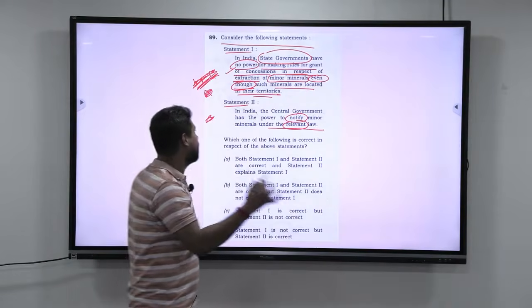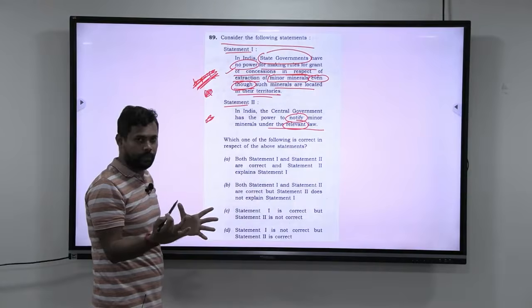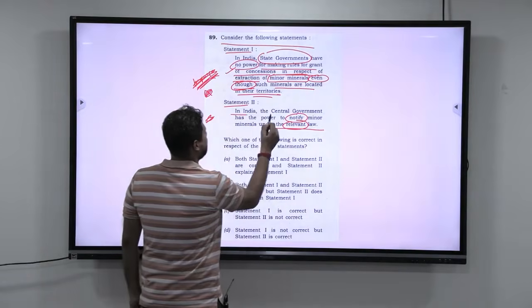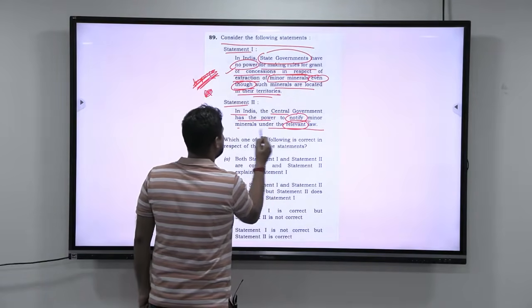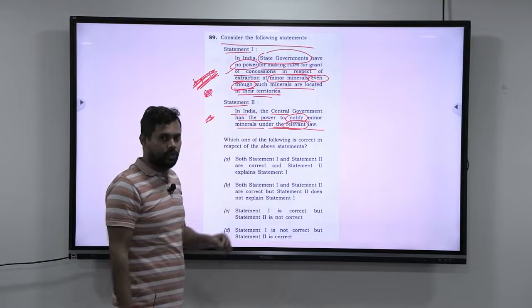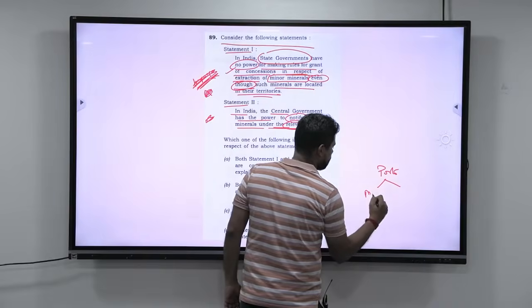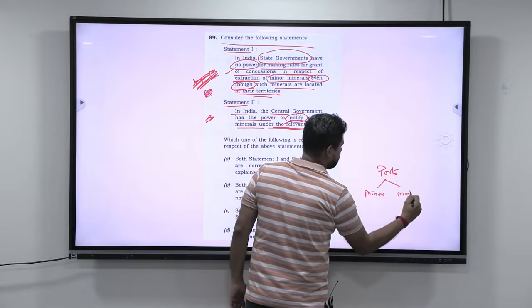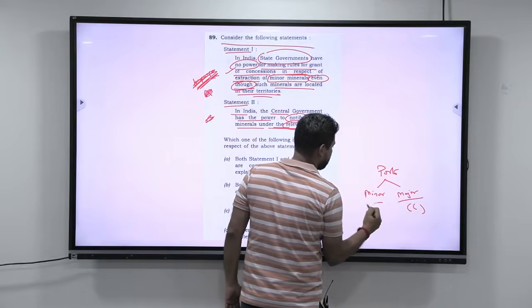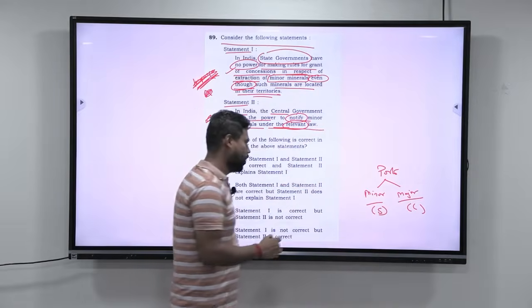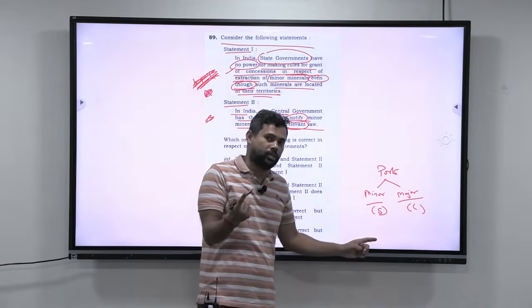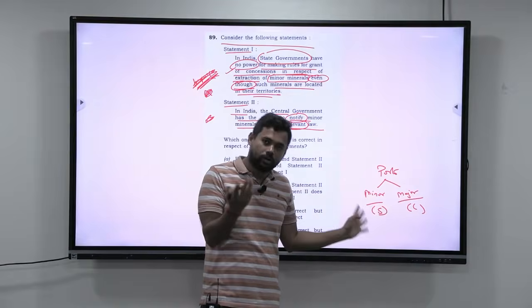Let us remove that. Now let us apply logic. In India, the central government has the power to notify minor minerals under the relevant law. Now if you take ports, you have minor port, you have major port. Major port is under the control of central government, minor port is under the control of state government. Now, who can declare something as a major port? Will it be the center or the state? It will always be the center.